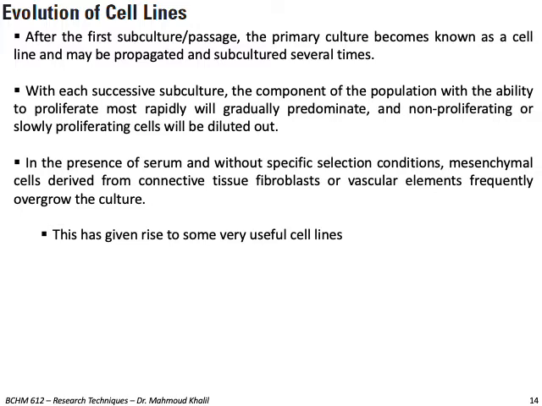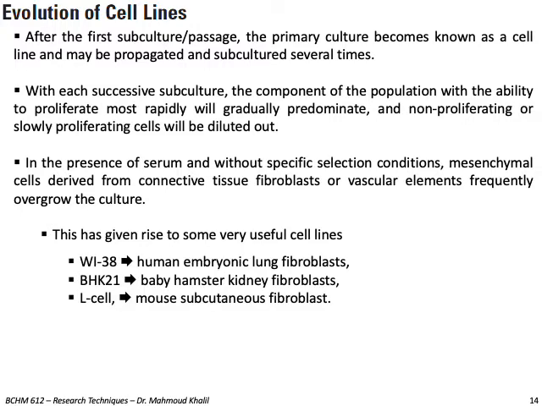All these steps have given rise to some of the very useful cell lines, including WI38 human embryonic lung fibroblast, BHK21 baby hamster kidney fibroblast, and L cell, which is a mouse subcutaneous fibroblast.